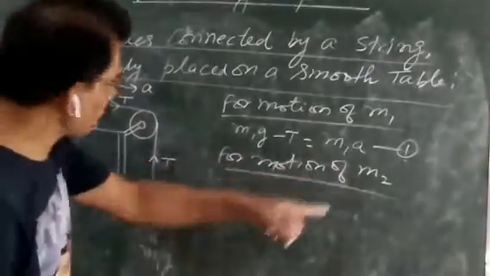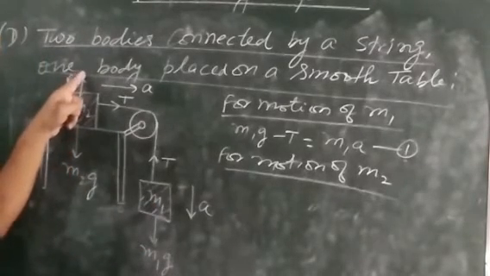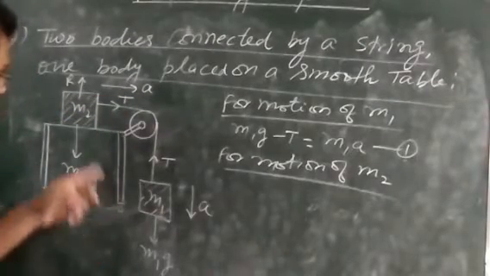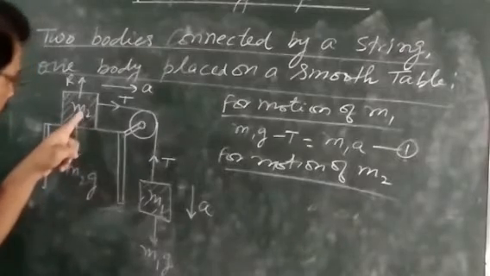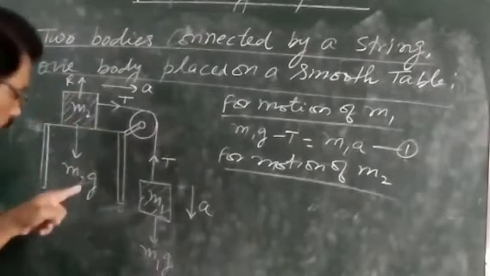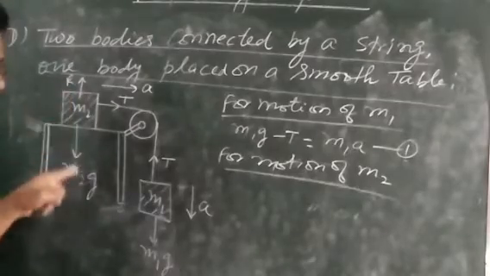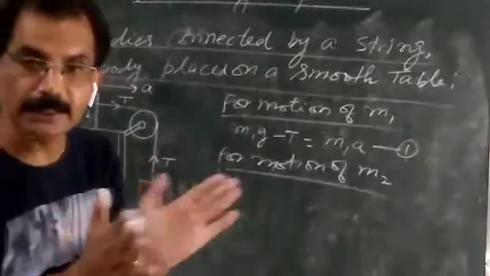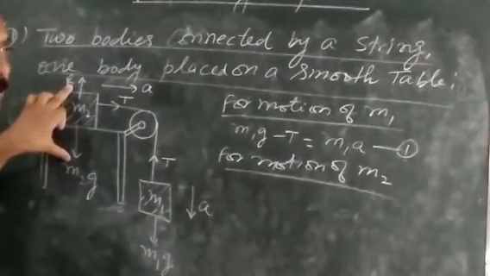And for motion of mass m2, m2g downward, normal reaction upward, tension T in this direction. But you see here, out of these three forces which are acting on the mass m2, neither this block is moving upward nor downward. It means these two forces are balancing each other. ये दोनों फोर्स आपस में एक दूसरे को बैलेंस कर देंगे. इनका मोशन के लिए कोई रिस्पॉन्सिबिलिटी नहीं होगी.